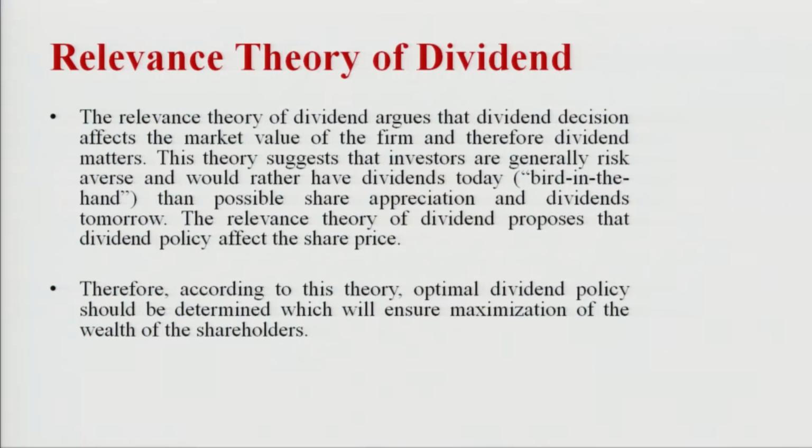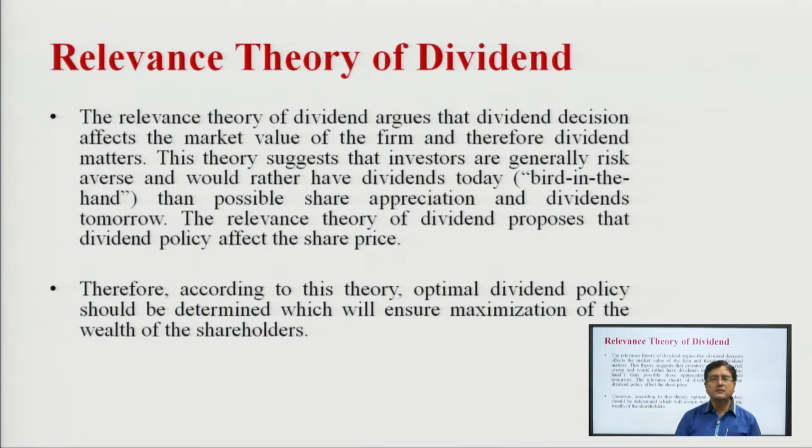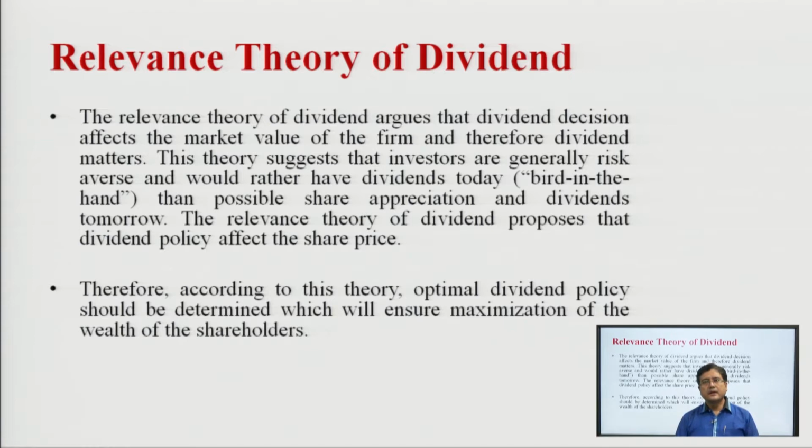So, relevant theories of dividend models have been designed to argue that the dividend decision affects the market value of the company. Some schools of thought said there is no impact on that. So, the relevance theory of dividend decision argues that dividend decision affects the market value. Irrelevance said there is no impact, relevance said there is an impact on market value.